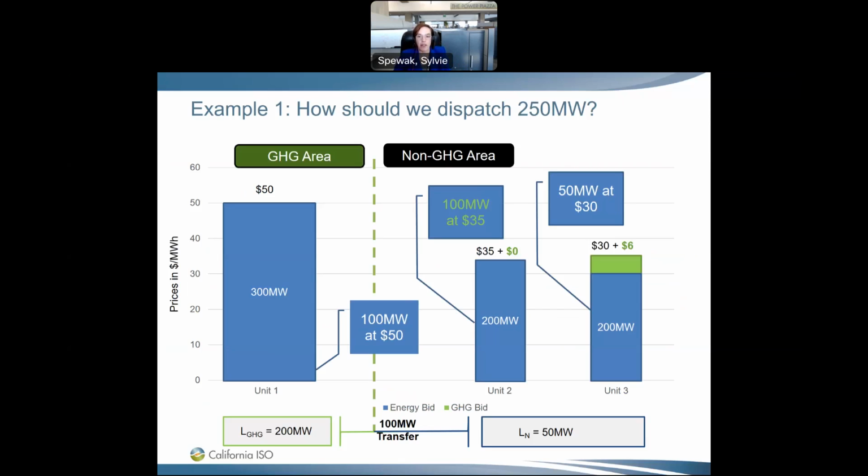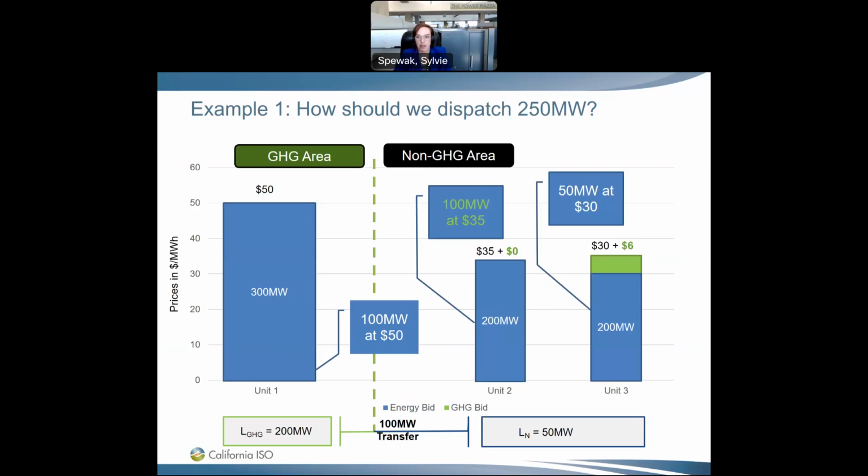So how do we set prices? We do this by considering the GHG and the non-GHG area separately. So first, let's look at the GHG area. Right now, we're meeting 200 megawatts of load. If we needed to meet the 201st megawatt of load, we still have this transfer constraint, which is in our way, so we'll need to take 101 megawatts from Unit 1. That increases the total cost of the system by $50 per megawatt hour, and that's going to be the LMP in the GHG area.